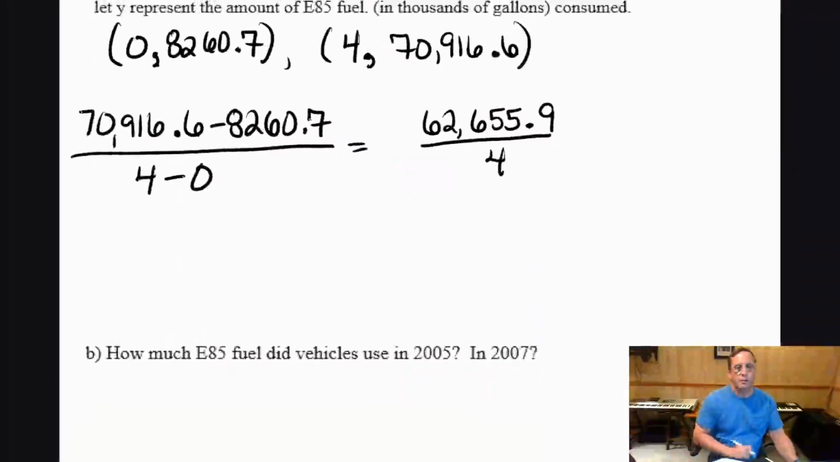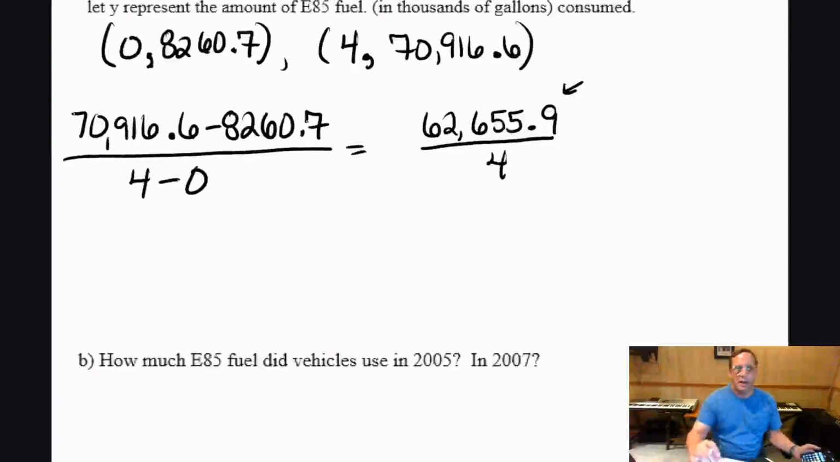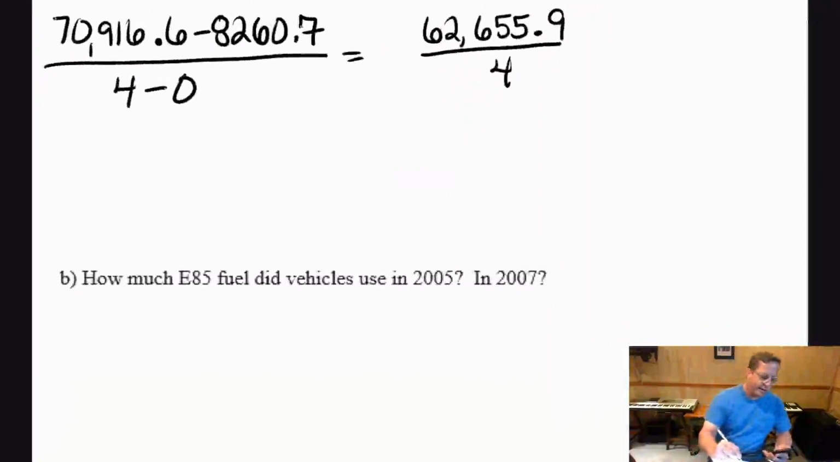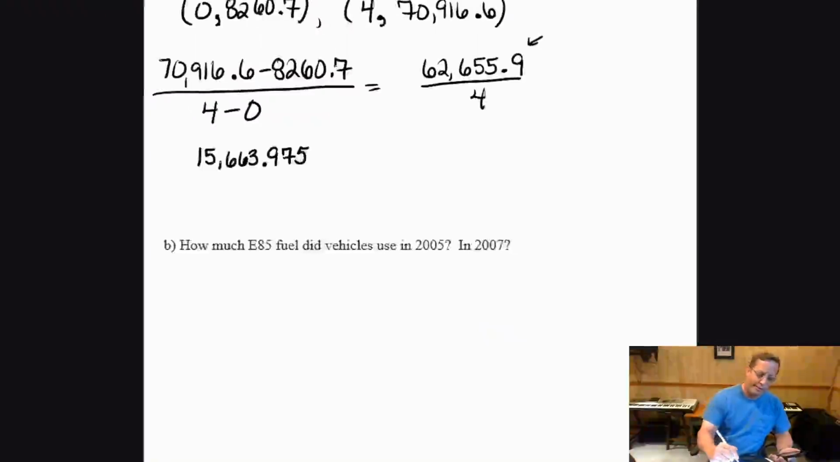All right, so when we do a little bit of the arithmetic there, 70,916.6 minus 8,260.7 is 62,655.9 over 4. And now I wouldn't bother trying to change that into a fraction. Let's just go ahead and divide. I'm going to use my calculator and just divide that by 4. And this is what I get: 15,663.975. Okay, so that's our slope.